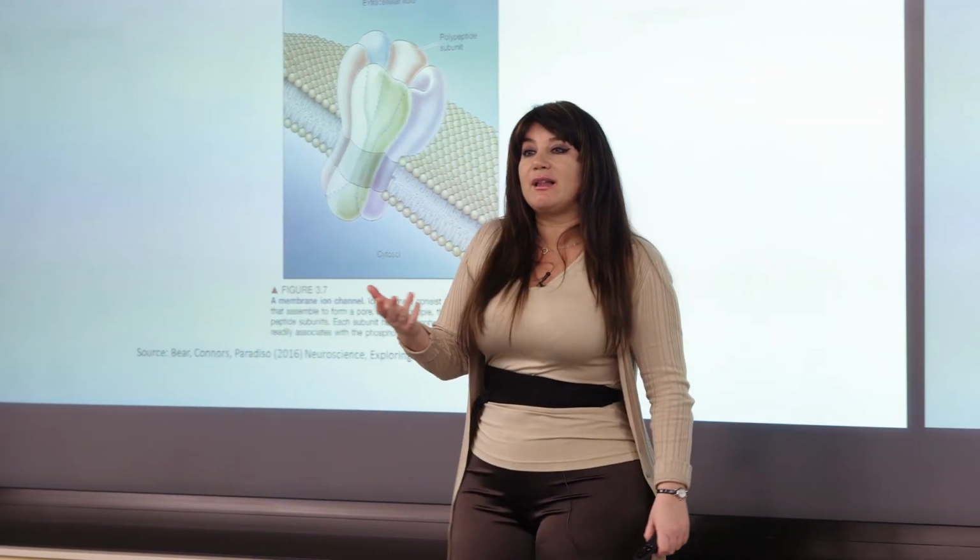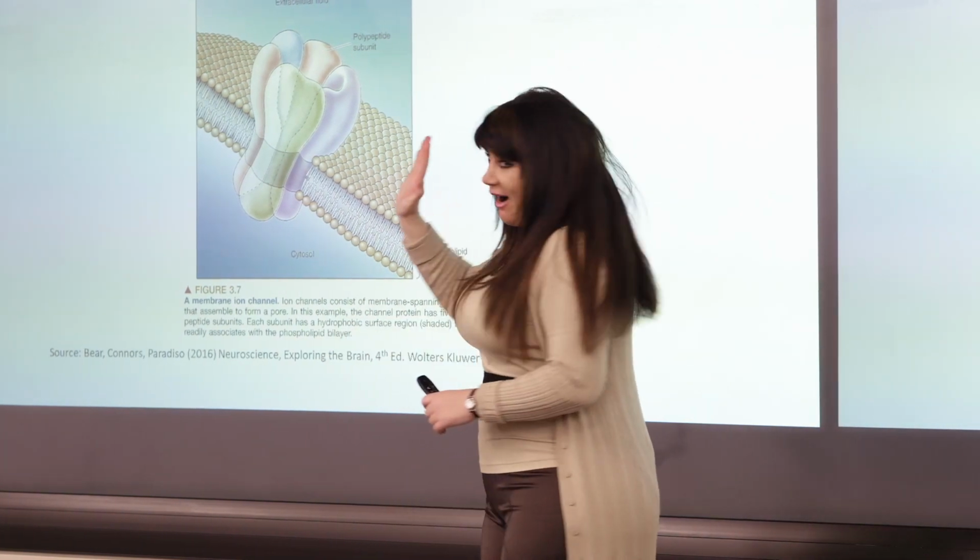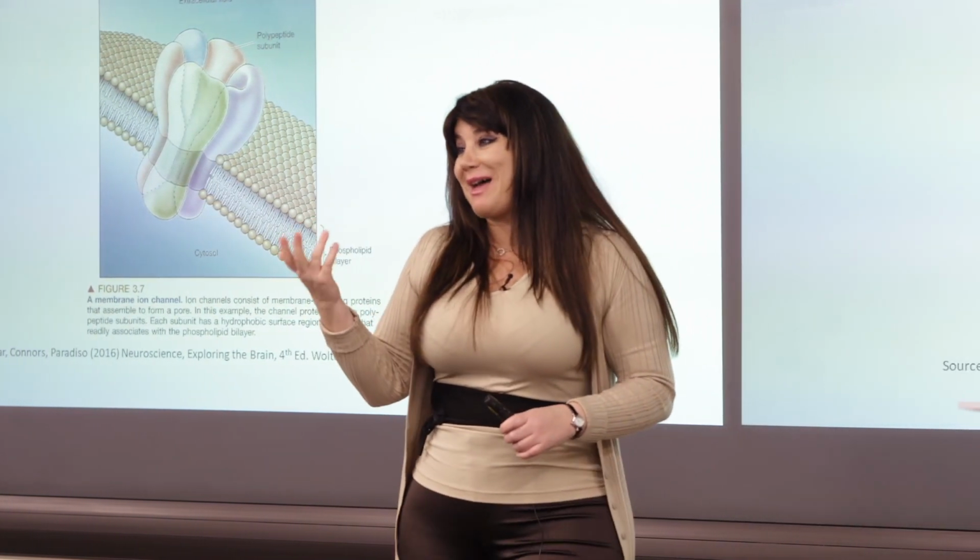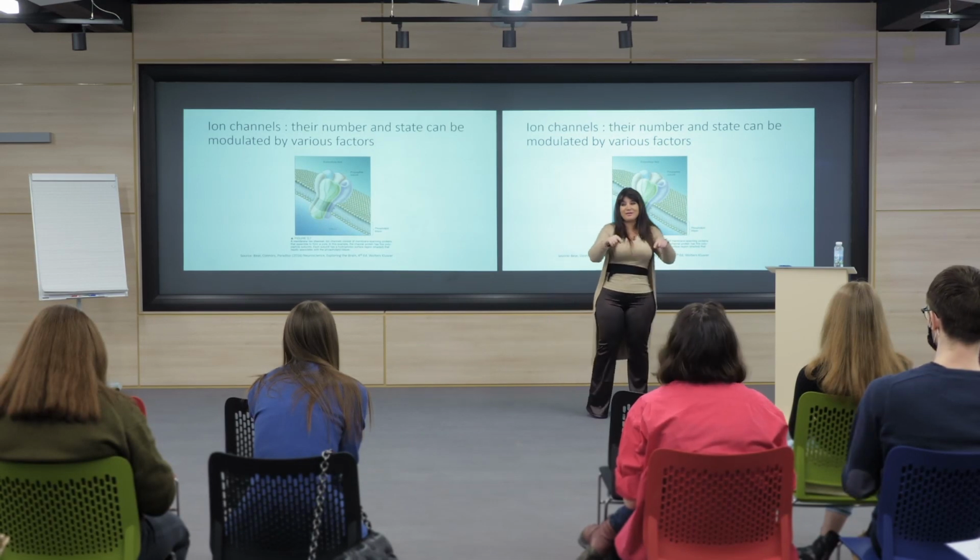Each of them are different colors. That means they are 5. That means this is a heteropentamer. It has 5 different subunits.